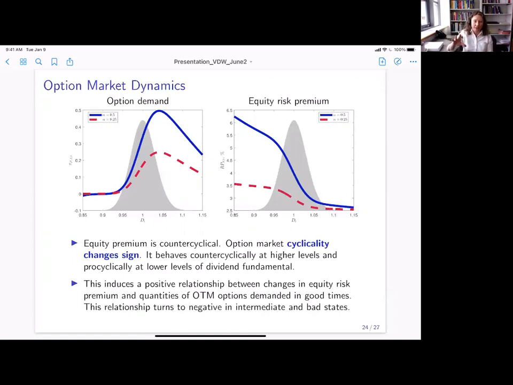It's naturally countercyclical, okay? And this is in line with the shape of the SDF I showed you earlier, and this is very intuitive. But what we see on the plot on the left is that the cyclicality of the option market changes sign. So the hump shape is actually in line with what I showed you earlier as a function of alpha. But now this is more direct because it's a function of the dividend fundamental. So if you put these two together, it basically means that the co-movement between the stock and the option market can change sign depending on the state of the economy.